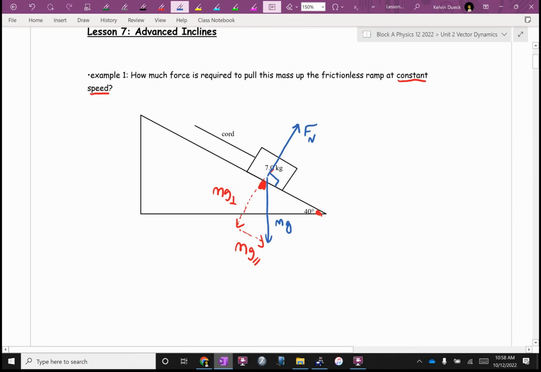What else? Tension. Which way? Up the ramp. Is there friction in this question?